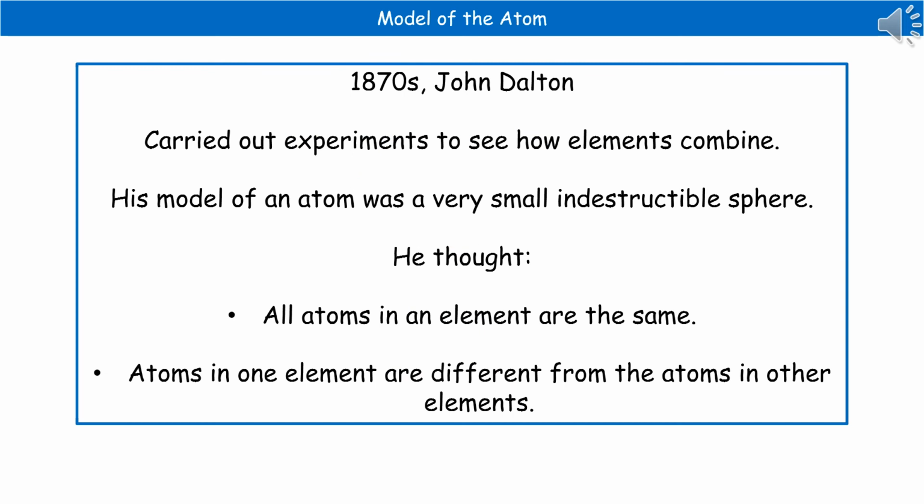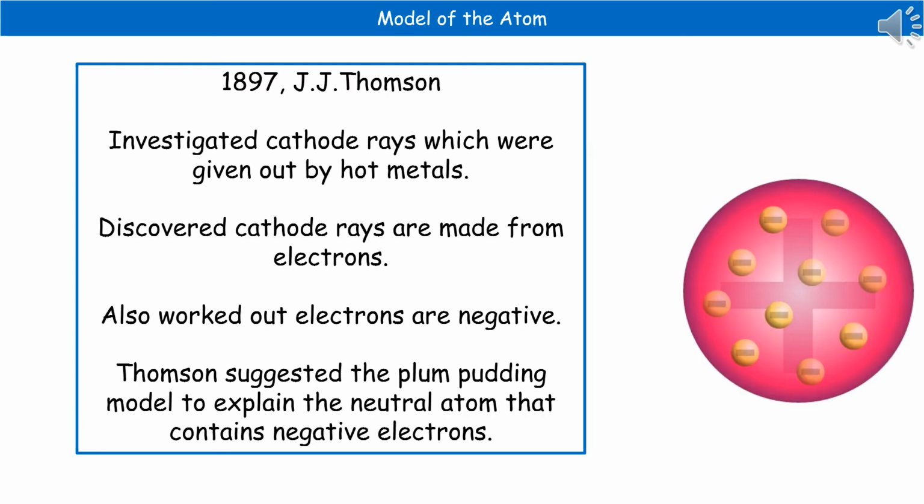In today's physics prep, we're going to go over the model of the atom. So the first scientist that came up with this theory that we need to know about is John Dalton. He carried out experiments to see how the elements combine, and his model was that atoms are small indestructible spheres. So he thought all atoms in an element are the same, and atoms in one element are different from atoms in other elements. Our second scientist is J.J. Thomson, and he investigated cathode rays which were given out by hot metals. He discovered those cathode rays are made from electrons and worked out that those electrons are negative.